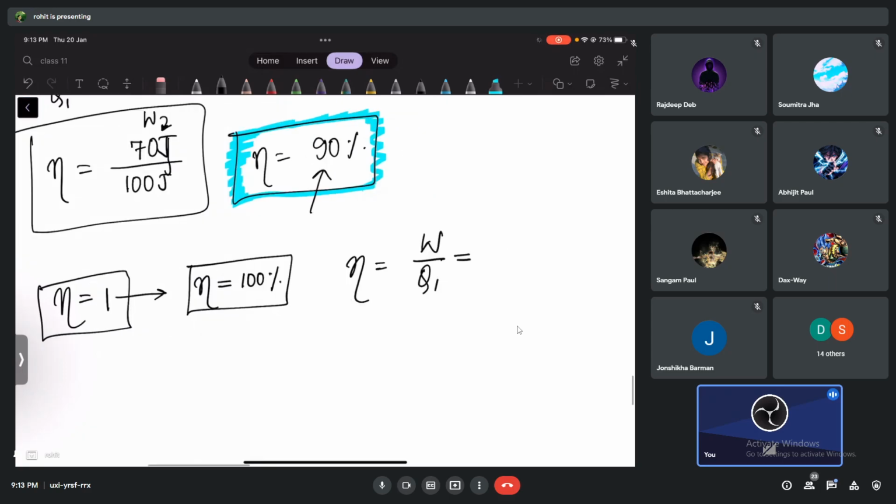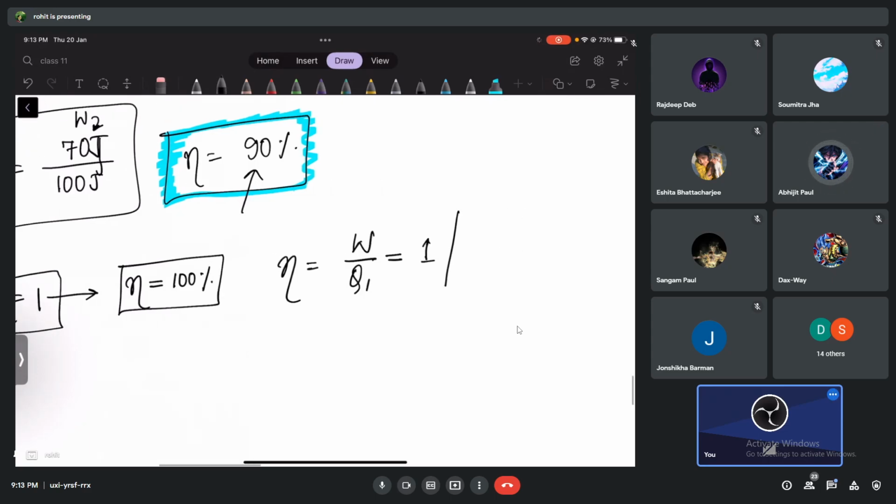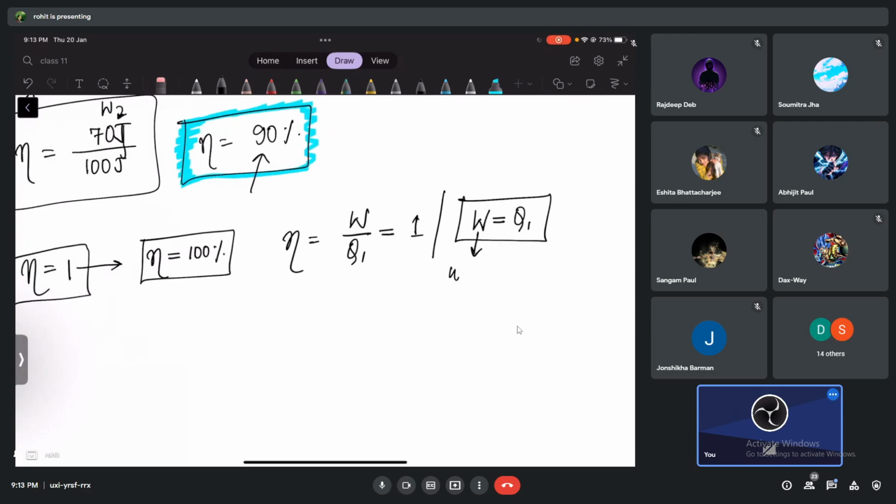For efficiency to be equal to 1, what should happen, guys? Work done should be equal to heat gained, or heat absorbed. So there should be no sink.